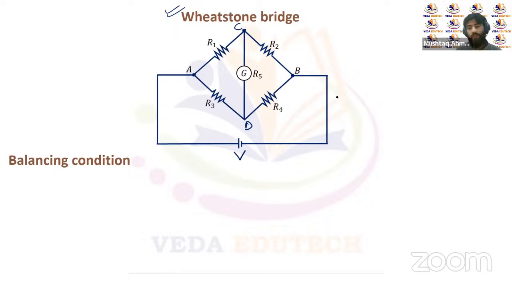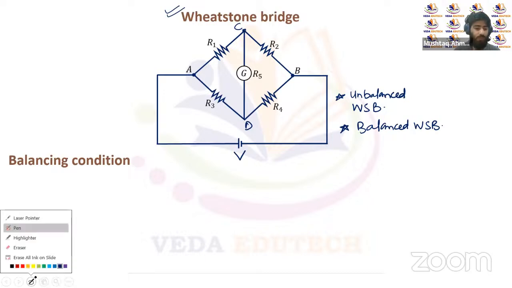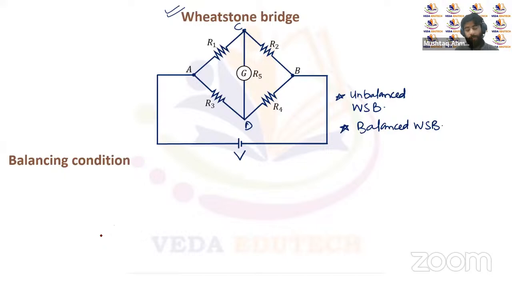Now the Wheatstone bridge can be of two types. One we call the unbalanced Wheatstone bridge, which we can write as WSB, and another type we call the balanced Wheatstone bridge. Let's try to see what these two types of Wheatstone bridges actually are.